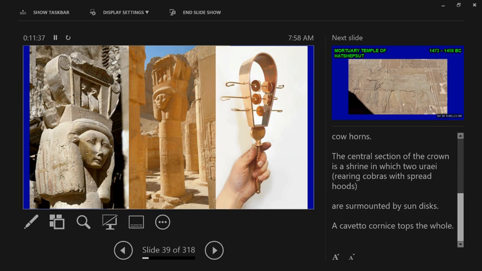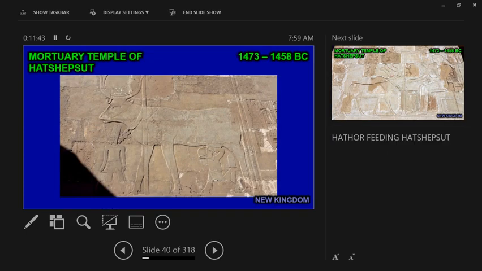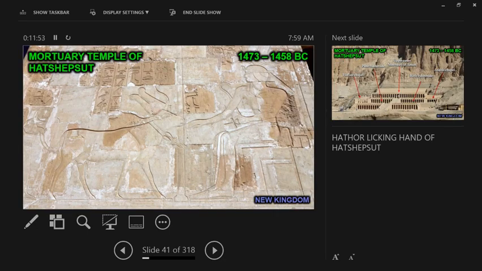And then she usually has a sun disk on her head. And then, like I said, she's associated with cows. So Hathor is feeding. This is Hathor, and she's feeding Hatshepsut. And over here, Hathor is submitting to Hatshepsut. This is Hatshepsut, and Hathor is licking the hand of Hatshepsut.